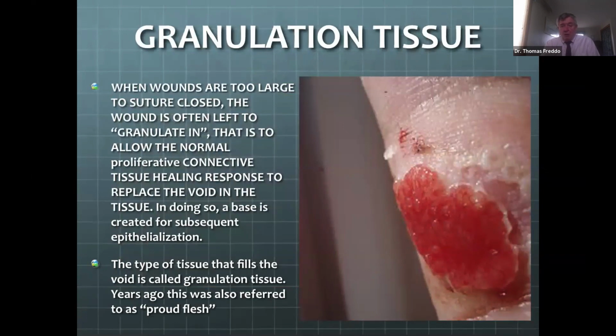Pyogenic granulomas are not granulomas. They're in fact granulation tissue. As you know, when wounds are too large to suture closed, the wounds are often left to granulate in. That is, to allow the normal proliferative connective tissue healing response to replace the void in the tissue, and in doing so, create a base for subsequent reepithelialization. The type of tissue that fills the void in these cases, in this case on a finger, is called granulation tissue. And years ago in the old pathology texts, this tissue was also referred to as proud flesh.